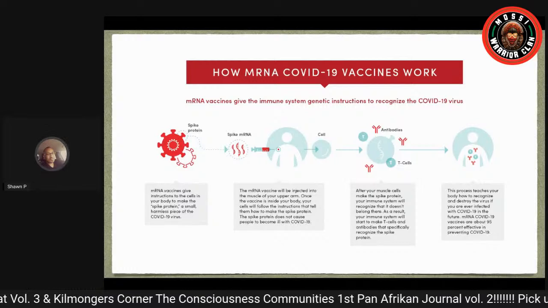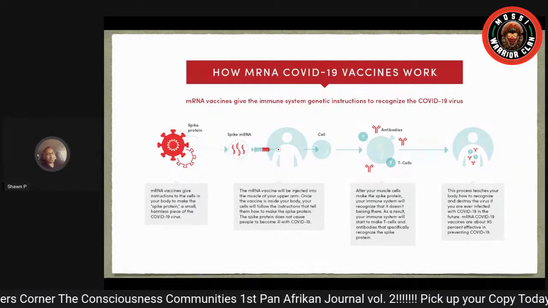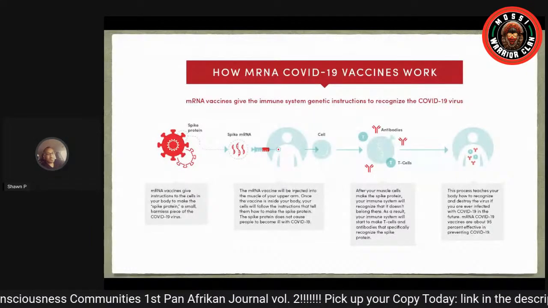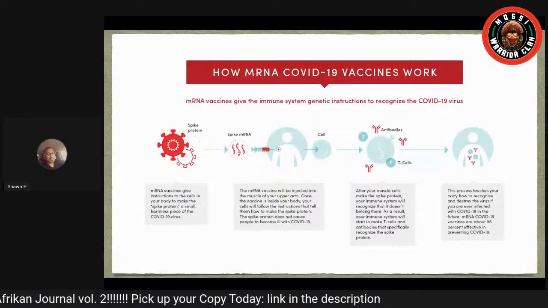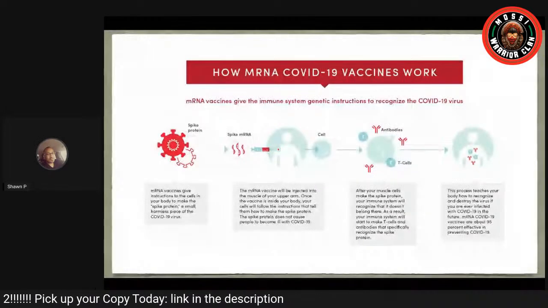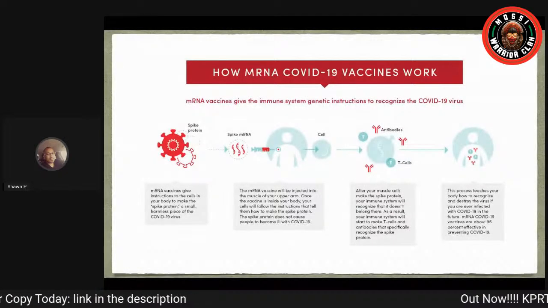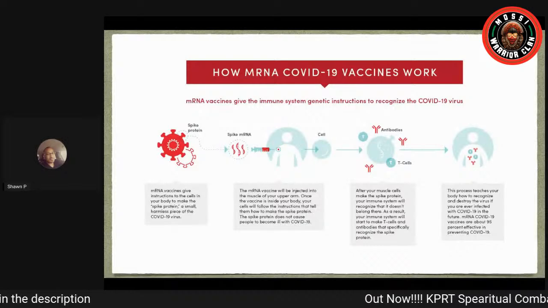All right, so the spike protein does not cause people to become ill with COVID-19. Like I said, it's going to be redundant. And then after your muscle cells make the spike protein, your immune system will recognize that it doesn't belong there, and then it'll continue to build the immunity in the T cells. So let's move on from there.